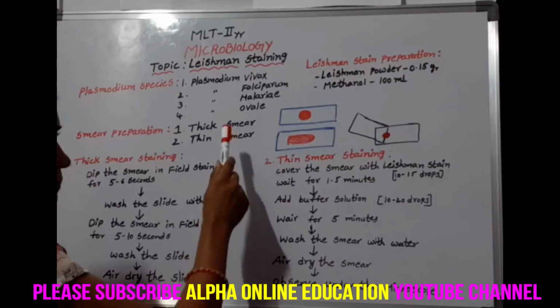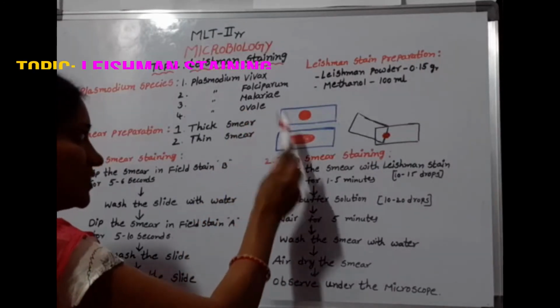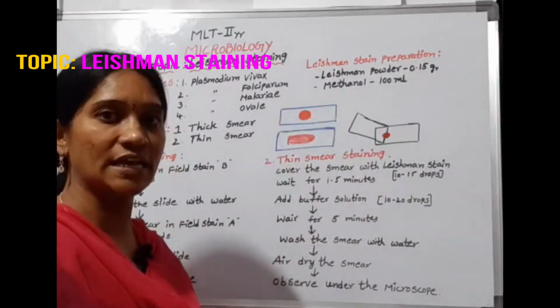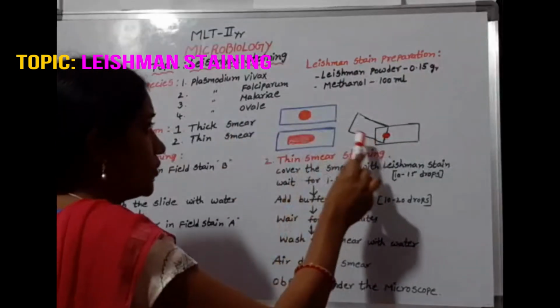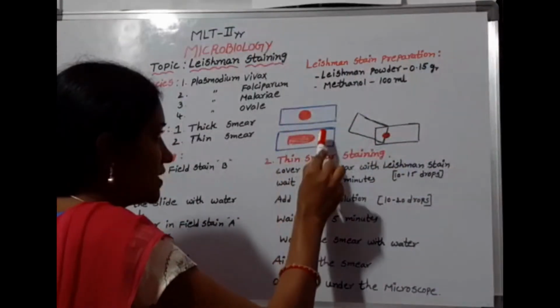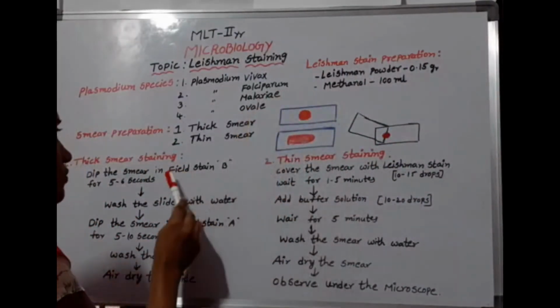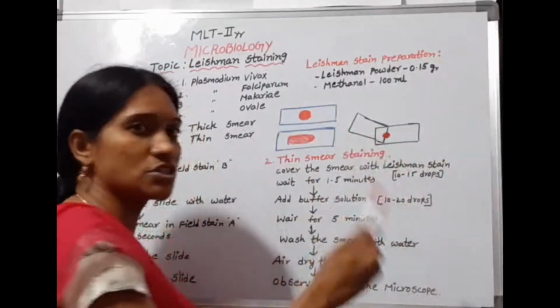The smear preparation is of two types: thick smear and thin smear. For thick smear, spread the blood drop about 1 centimeter. That is thick smear. For thin smear, the blood drop is spread with another slide, so the smear shape is tongue. For thick smear staining, we use Field stain. For thin smear staining, we use Leishman stain.